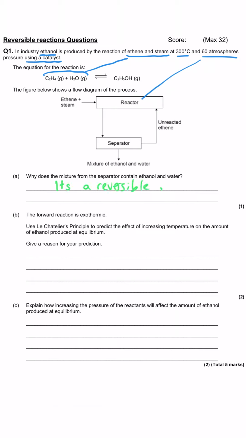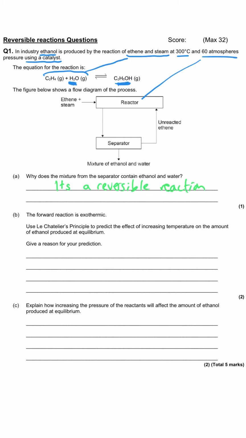And so what that means is you will have some of the products, the ethanol, and you will have some of the reactants as well. So here is the water and here is the ethanol. We've got them both because this reaction is reversible.